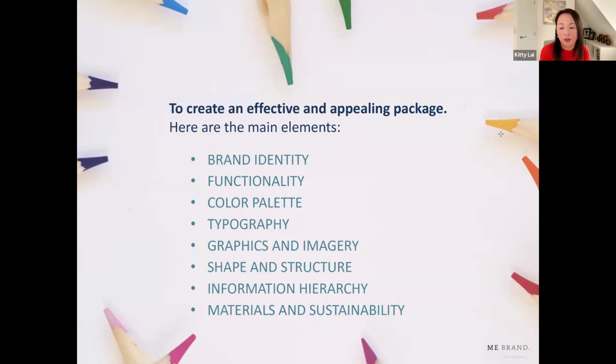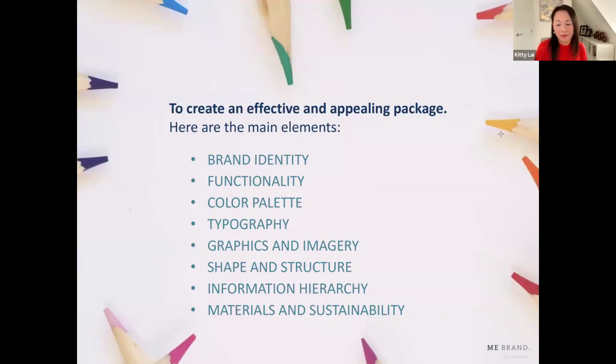appeal to your audience. So then there's the functionality that will protect the product, while considering usability and sustainability as well. So you need to think about that. You know, is it functional? Is it practical? And then the color palette. Now, this is something I will cover briefly, but this is the main thing that would differentiate yourself from other brands, and it will influence consumer perception as well. So it is a really key part of the packaging.